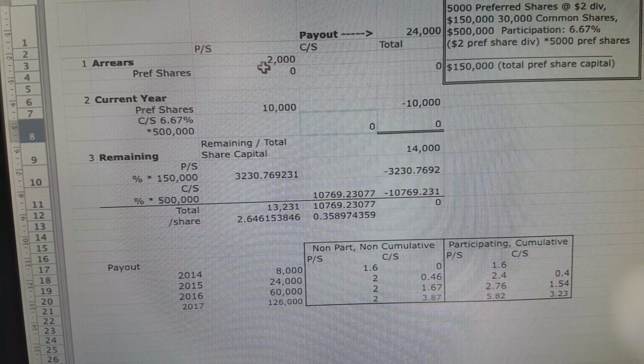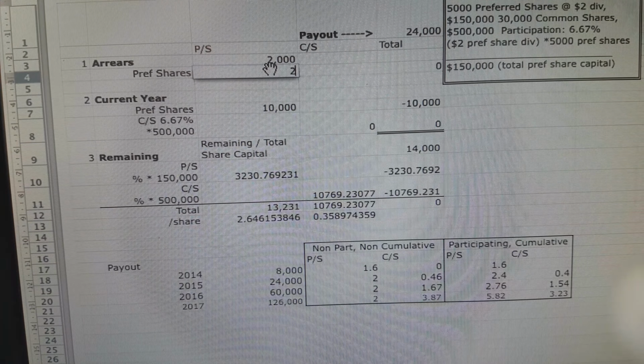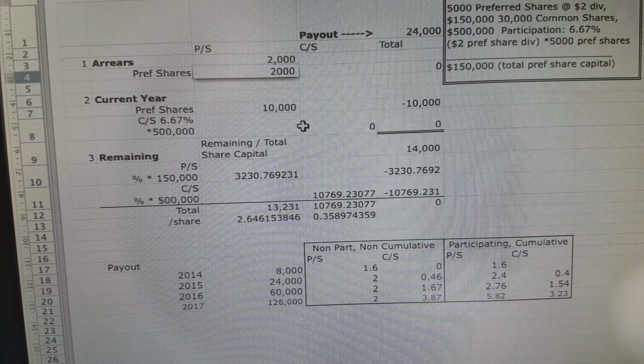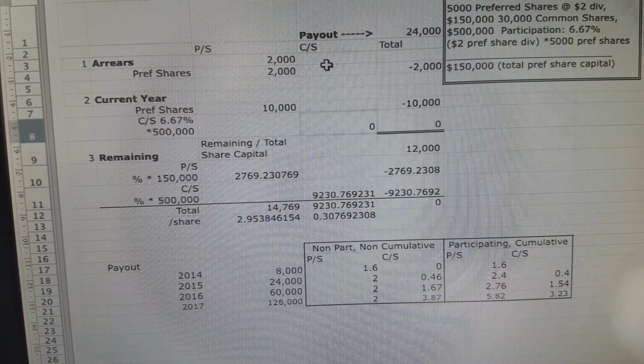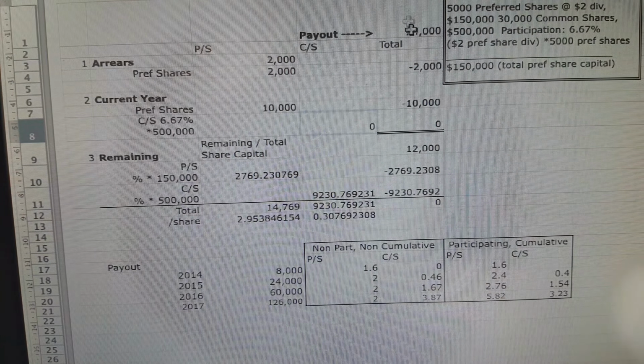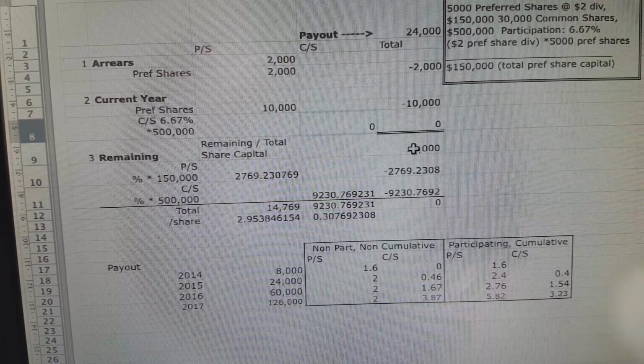And we've got arrears of 2,000. We're going to satisfy that. My spreadsheet, because I'm fabulous, is going to already deduct this for me. So we've got a leftover of 12,000, which is not enough to satisfy the participation amount.